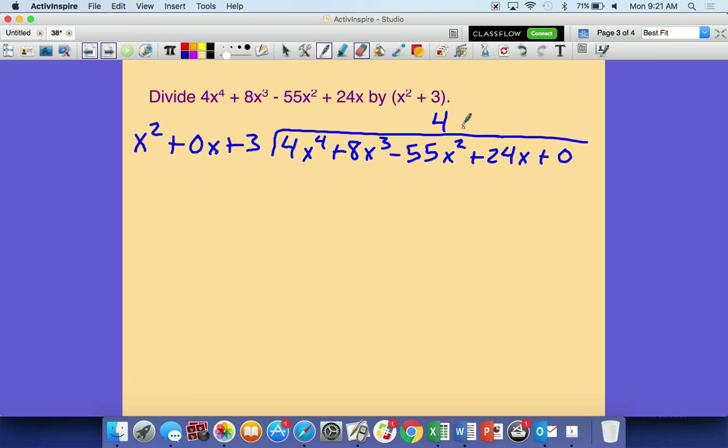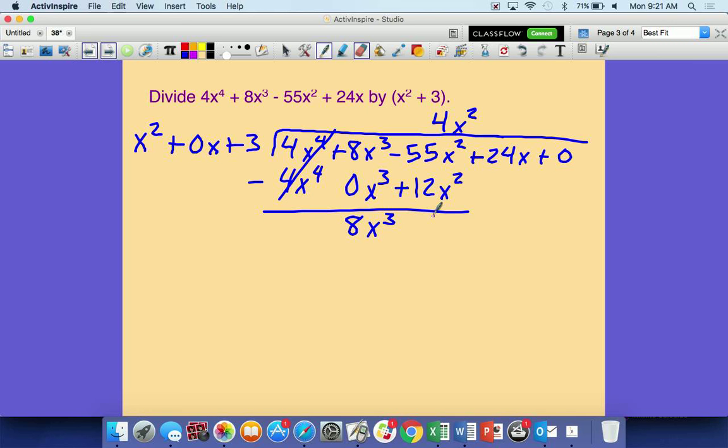Realize I'm coming way over here this time to put it above the x squareds. 4x squared times x squared is 4x to the 4th. 4x squared times 0 is 0, x cubed. 4x squared times 3 is a positive 12, x squared. Remember, we subtract these, this goes away. 8 minus 0 is 8x cubed. Negative 55 minus 12 is negative 67, x squared. We drop our next one.